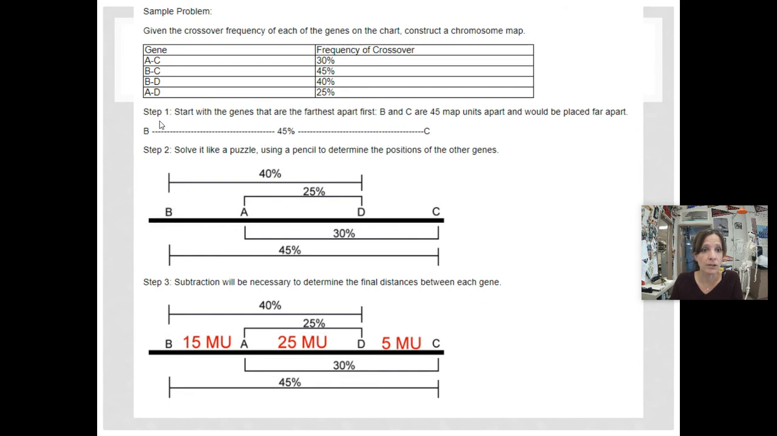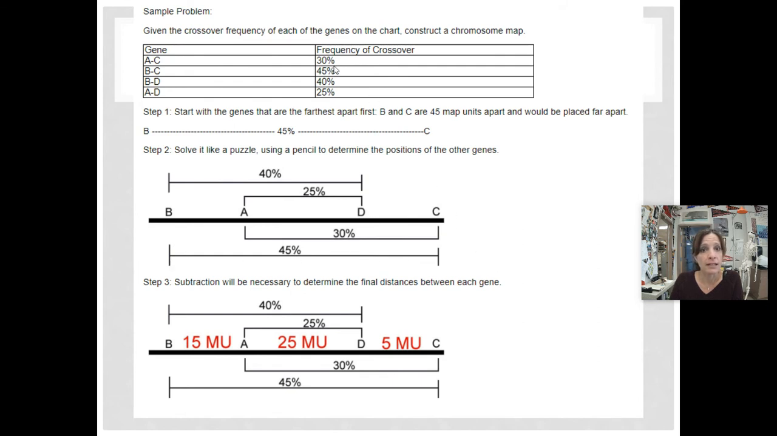Okay, so you put those, and the directions are right here. Start with the genes that are furthest apart. B and C are 45 map units apart. Look at this, map units is the same as saying percent crossover. So you put B and C, and see this little bracket thing, 45.